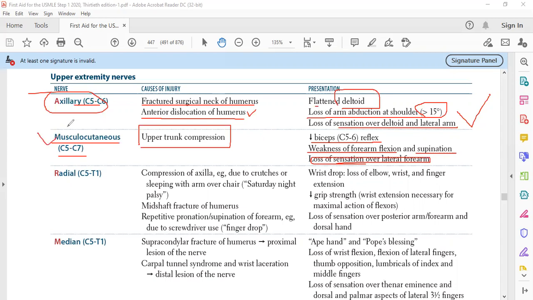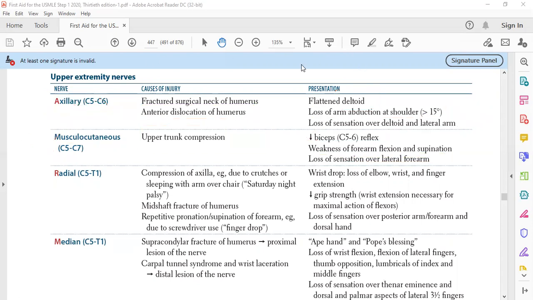So in musculocutaneous, we have decreased biceps reflex, C5 to C6, and weakness of forearm flexion and supination. Obviously, the things which are done by the biceps will not work properly, and there will be loss of sensation over the lateral forearm, like here. So it is all about the forearm basically.